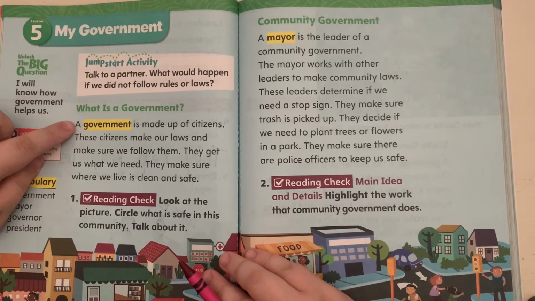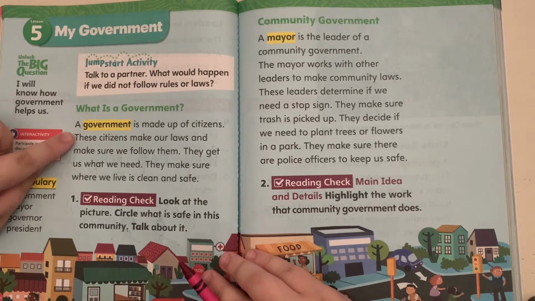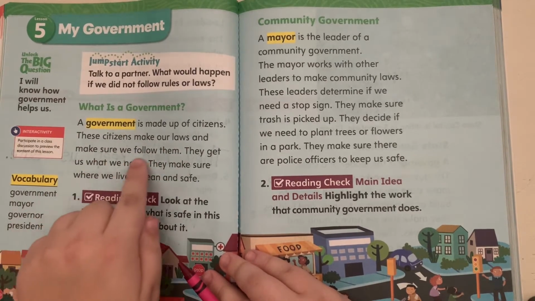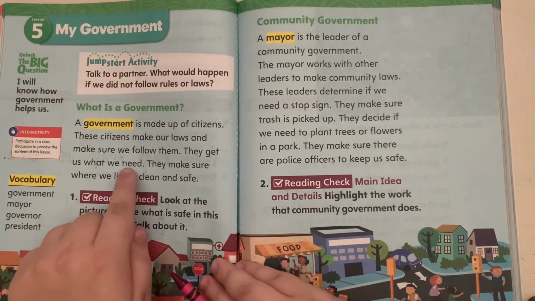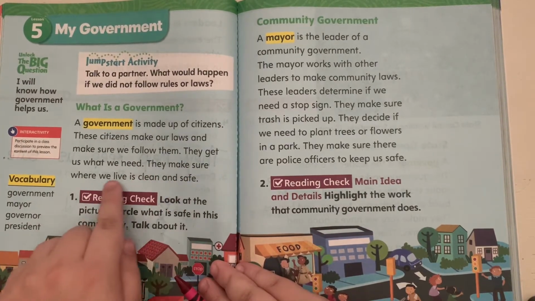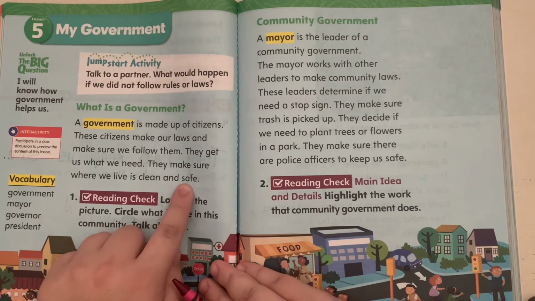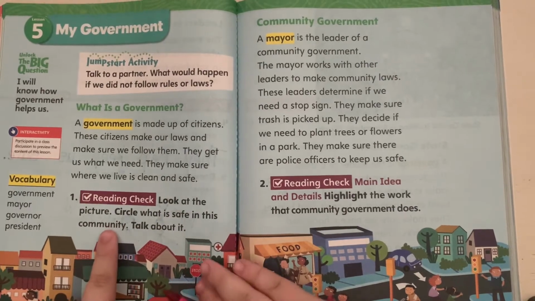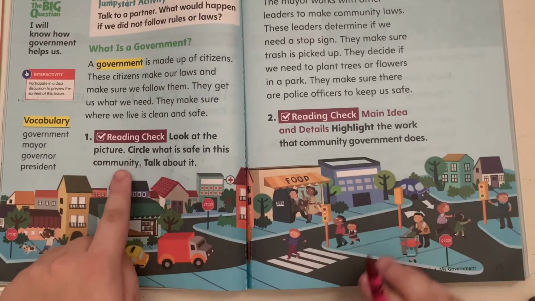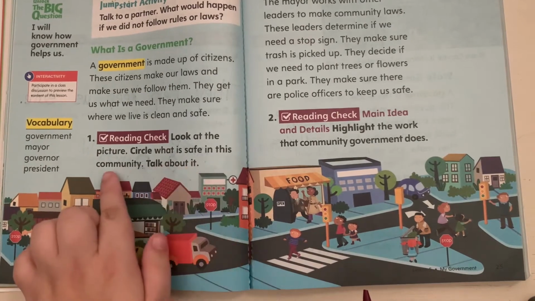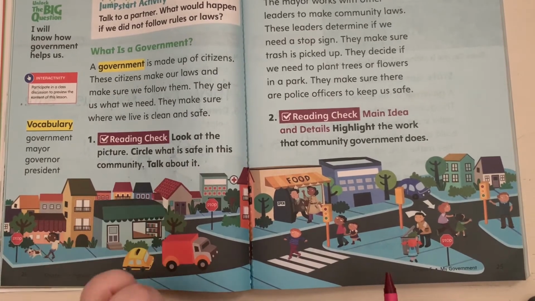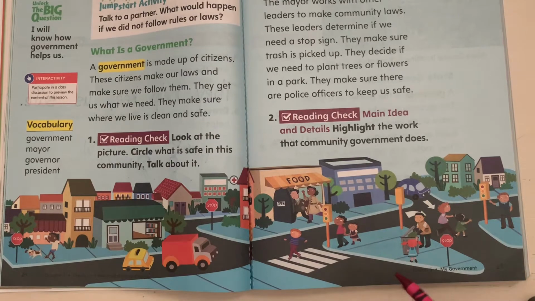A government is made up of citizens. These citizens make our laws and make sure we follow them. They get us what we need. They make sure where we live is clean and safe. Now here's a reading check. Let's look at the picture on the bottom. Circle what is safe in this community. Talk about it. So let's look together.